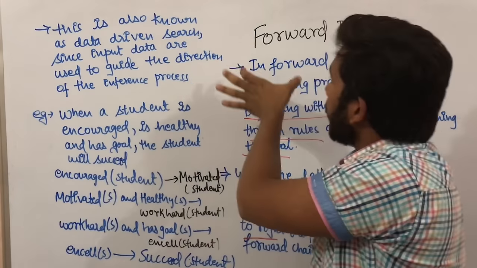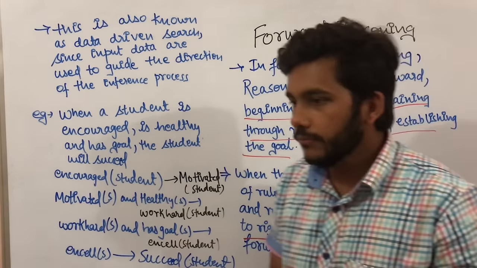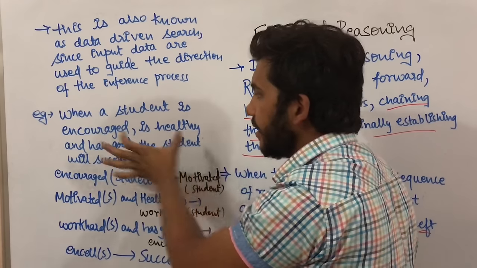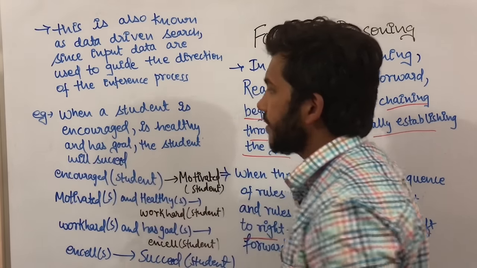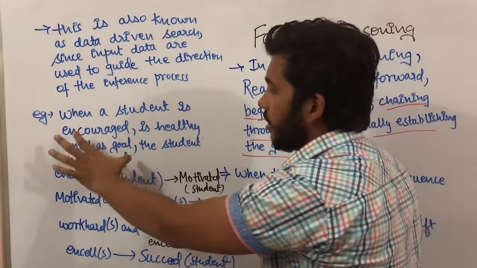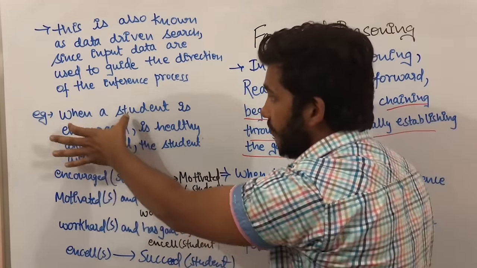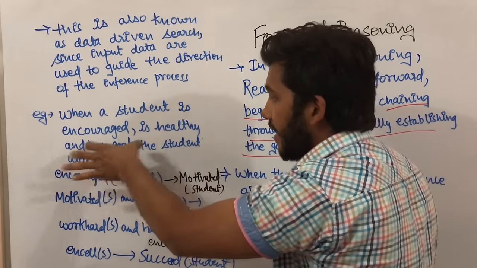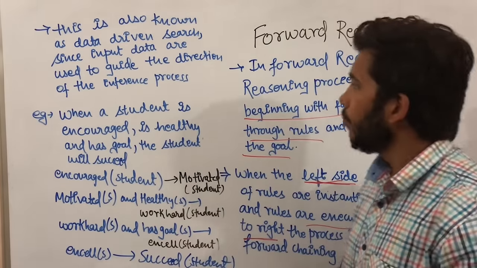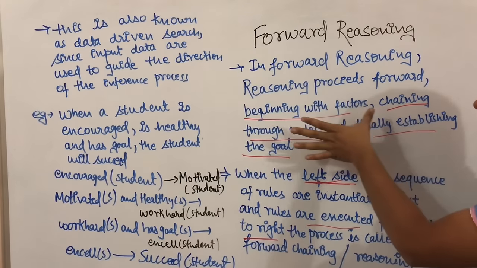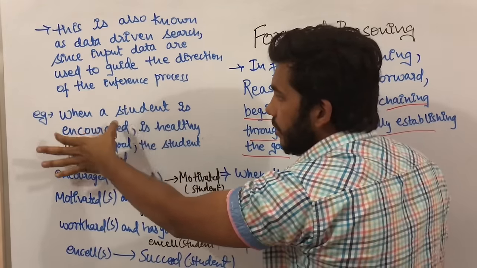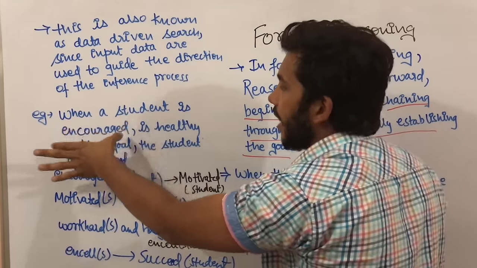Let's take an example to understand forward reasoning. This is the statement given: when a student is encouraged, is healthy, and has a goal, the student will succeed. Now we have to begin with forward reasoning and derive the goal. How do we begin? We know that in forward reasoning, we begin with the facts. Here our fact is the student. So we begin with: when a student is encouraged.